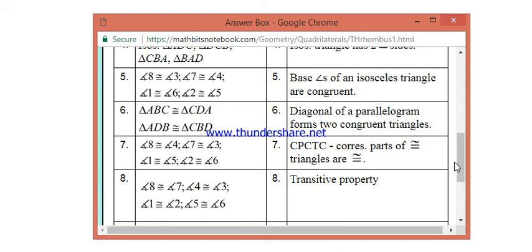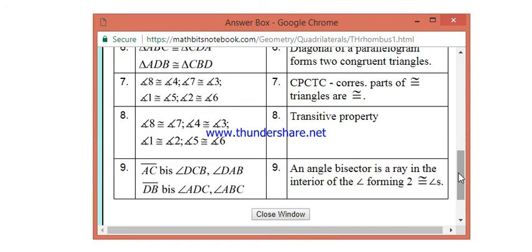number 8 is congruent to angle number 3, and angle number 7 is congruent to angle number 4, angle number 1 is congruent to angle number 6, and angle number 2 is congruent to angle number 5. The reason is base angles of an isosceles triangle are congruent to each other. For number 6, triangle ABC is congruent to triangle CDA, and triangle ADB is congruent to triangle CBD. Diagonal of a parallelogram forms 2 congruent triangles.